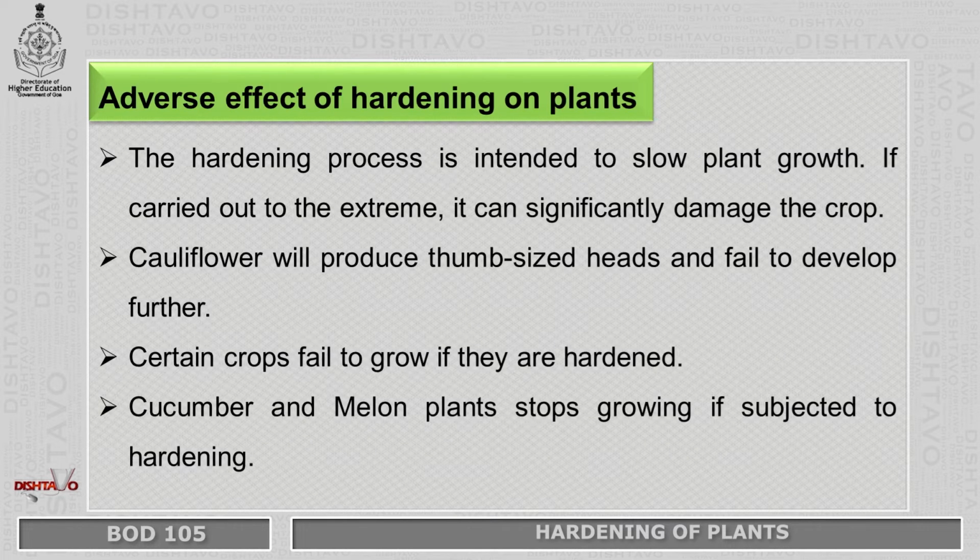Let us learn the adverse effect of hardening on plants. The hardening process is intended to slow plant growth. If carried out to the extreme, it can significantly damage the crop. For example, cauliflower will produce thumb-sized buttons and fail to develop further. Certain crops fail to grow if they are hardened. For example, cucumber and melon plants stop growing if subjected to hardening.